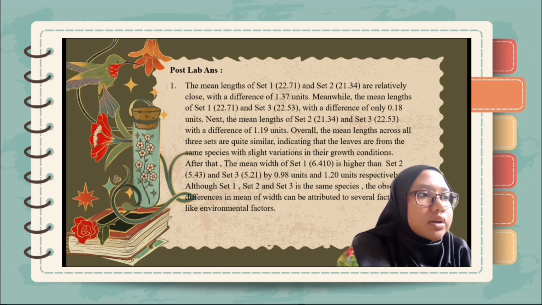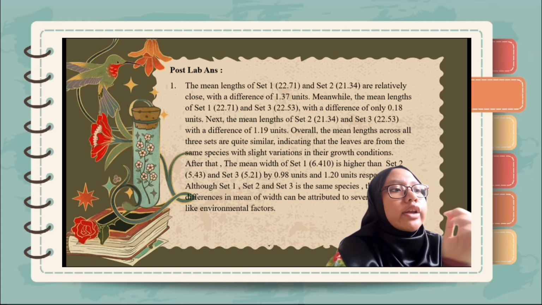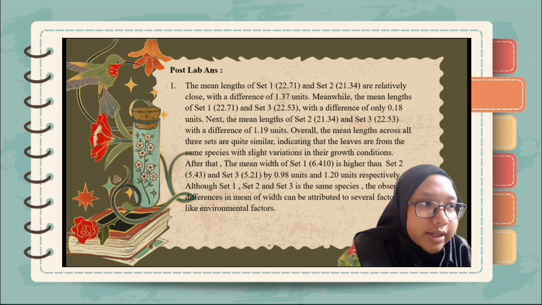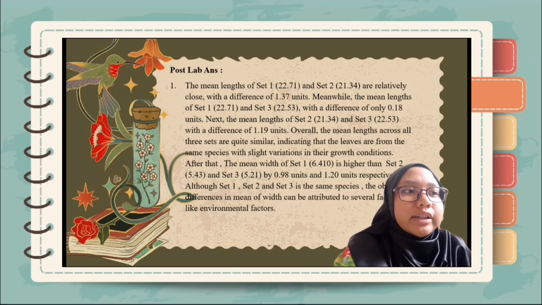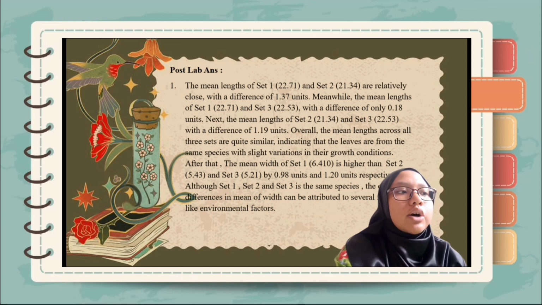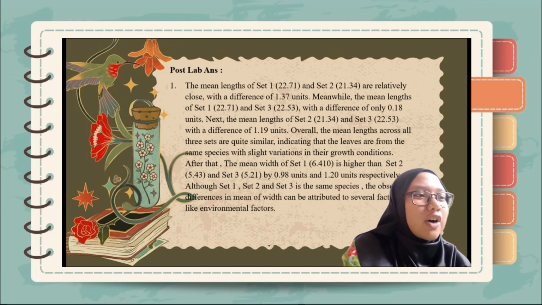After that, the mean width of set 1, which is 6.410, is higher than set 2, which is 5.43, and set 3, which is 5.21, by 0.98 units and 1.20 units respectively. Although set 1, set 2, and set 3 are the same species, the observed differences in mean can be attributed to several factors like environmental factors.